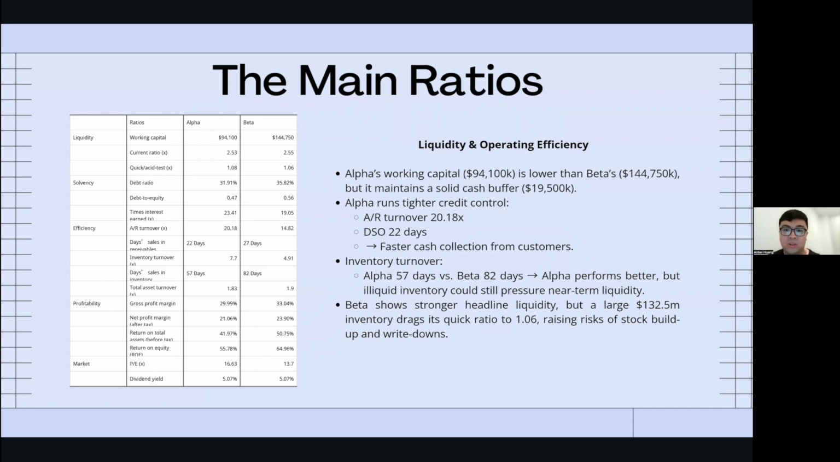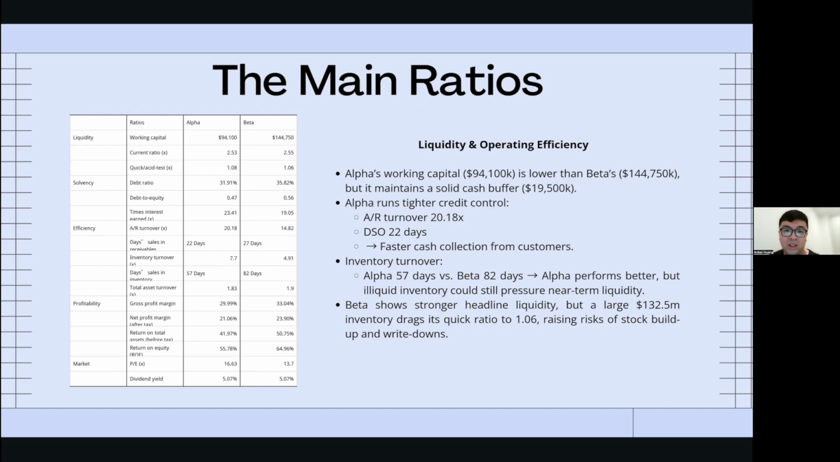Alpha's working capital is lower than Beta's, but it manages its cash cycle better. We can see here, accounts receivable turnover is 20 times, with just 22 days outstanding compared to Beta's 27 days. Inventory turnover is also faster, 57 days for Alpha versus 82 days for Beta. This means Alpha converts sales into cash more quickly.